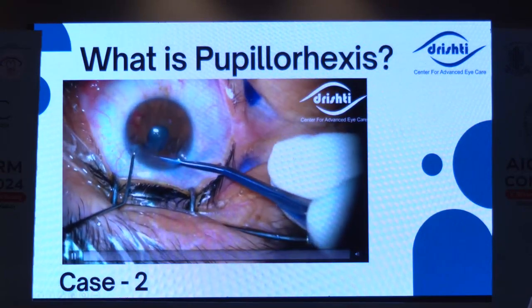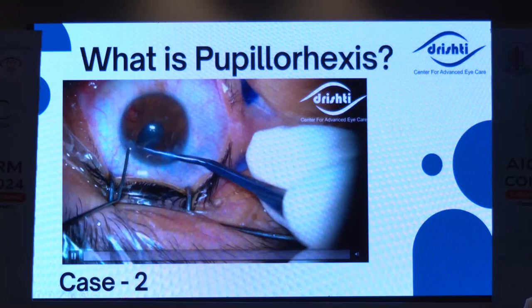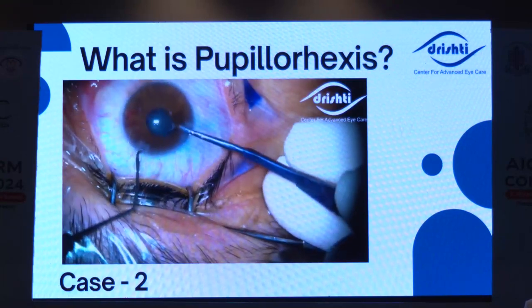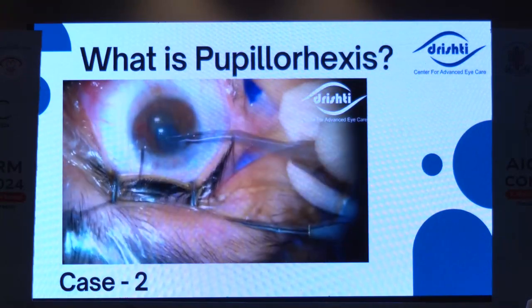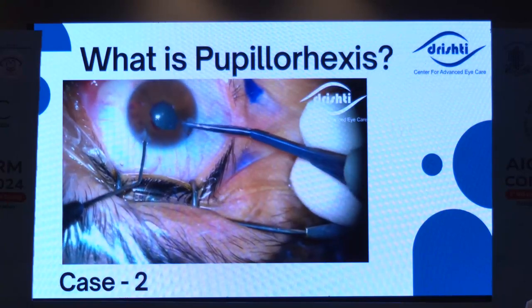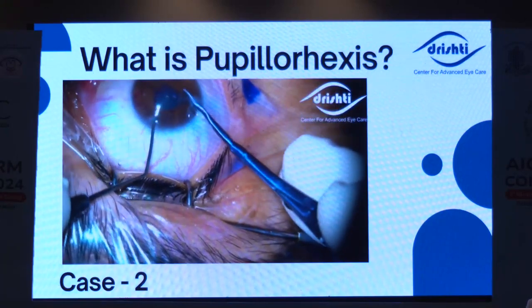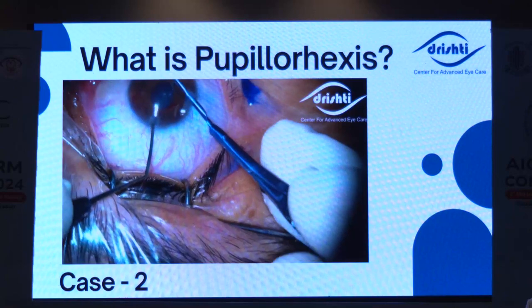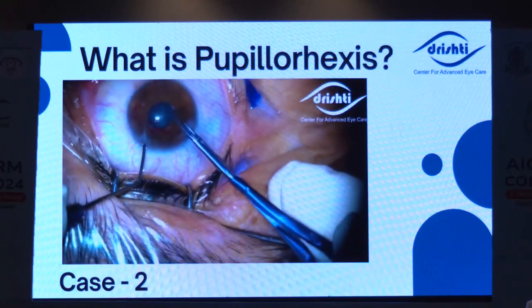So the pupillary membrane is being removed. It comes out very nicely once you have a good window and a good hold at the pupillary margin. And the entire membrane can be peeled off like a rhexis is made on the anterior capsule.